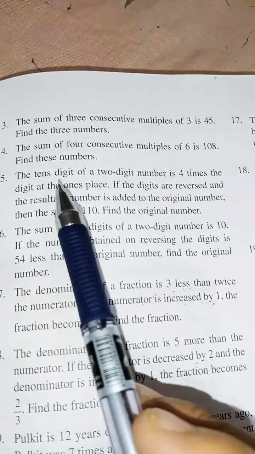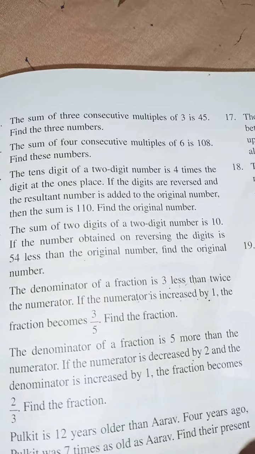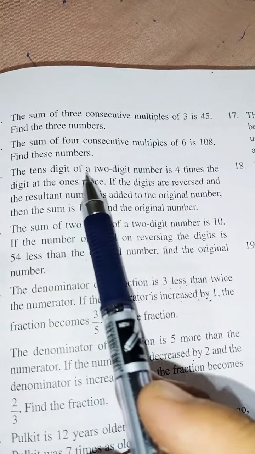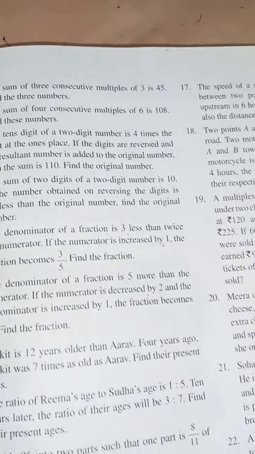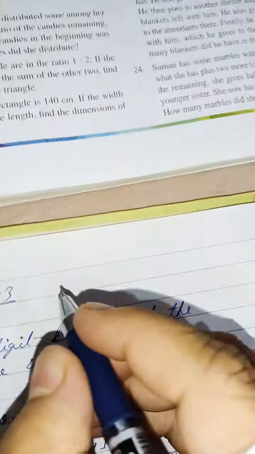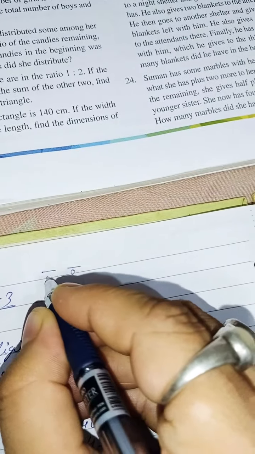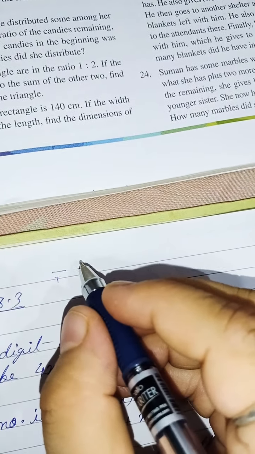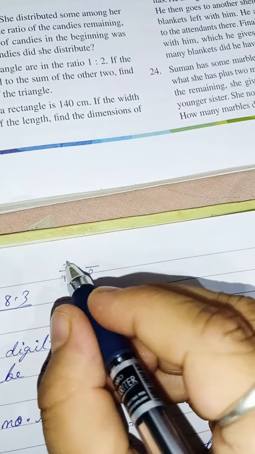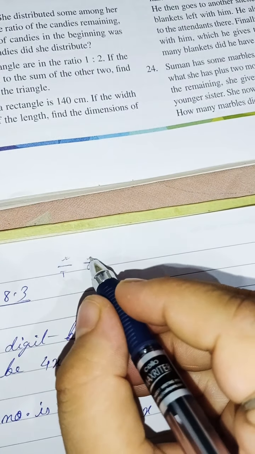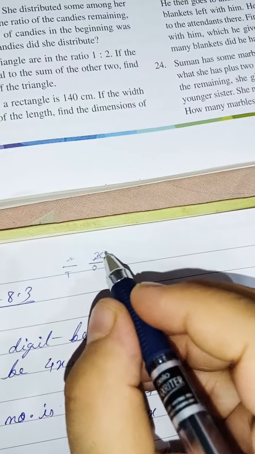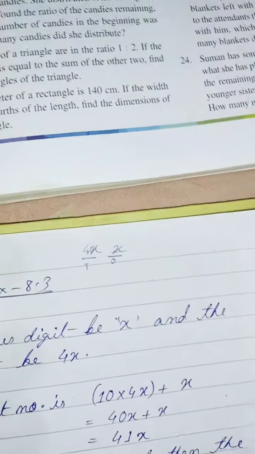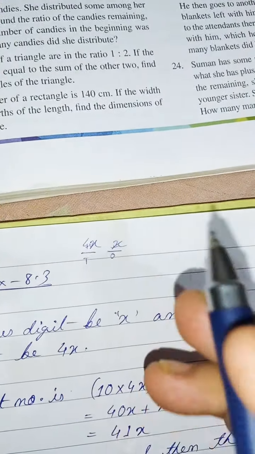So it has two places, one is the ones place, one is the tens place. So the tens digit of a two digit number is 4 times the digit at the ones place. Now how do you consider the ones digit and tens digit then? The question says that the digit in the tens place is 4 times the digit in the ones place. So let me consider the digit in the ones place to be x, then the digit in the tens place will be 4x.